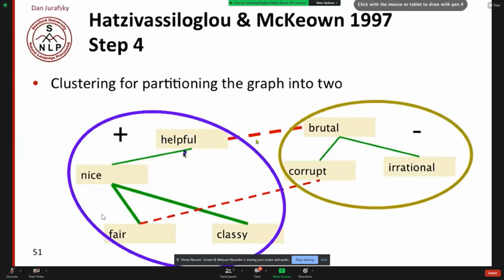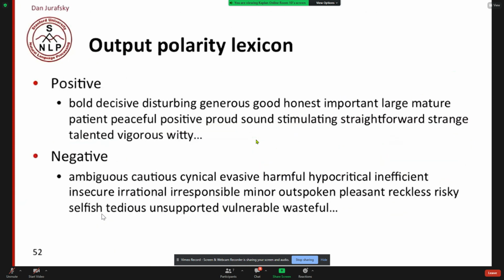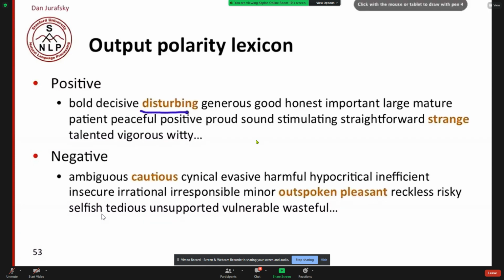And now we can just cluster the graph and use any kind of clustering algorithm. We get that the words that tend to be linked together, helpful and nice and fair and classy, are linked together, and brutal and corrupt. And here I've shown you an output polarity lexicon, and of course it'll have some mistakes in it. So see if you can find the mistakes in this lexicon.